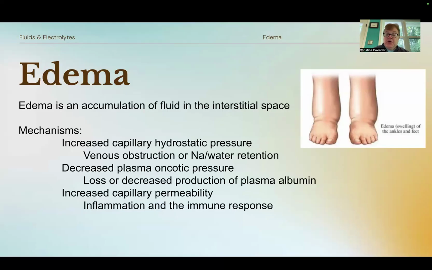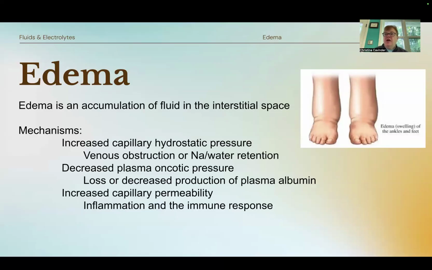Increased capillary permeability. If you have leaky vessels, the water is moving out as well. This can happen in inflammation. We'll talk a lot about inflammation, but with inflammation, the vessels become leaky because white blood cells, immunoglobulins, other things need to get to a particular site. So the vessels become leaky and those solutes move out. As those move out, water follows. And so you have that leakage.